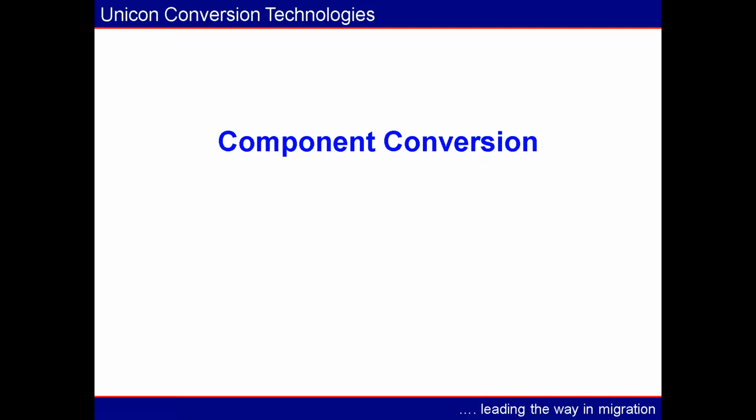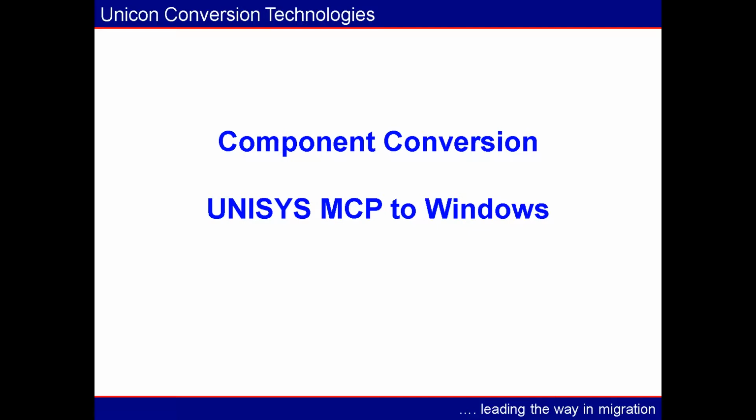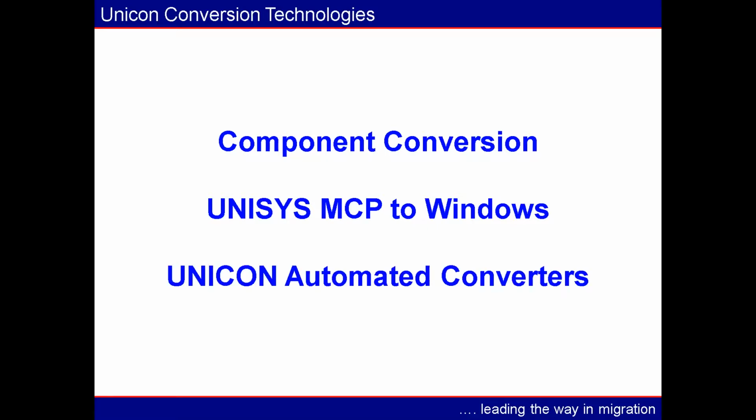This presentation will provide an overview of the Unicon platform migration methodology, which we refer to as component conversion. The project example we will be discussing is the migration of applications from a Unisys ClearPath MCP mainframe to Windows. The conversion is performed using the Unicon automated converters.